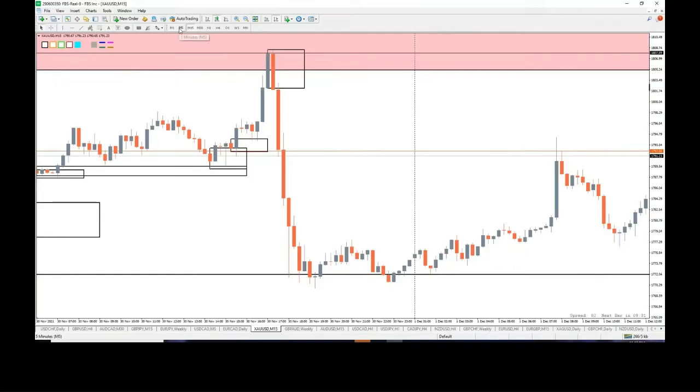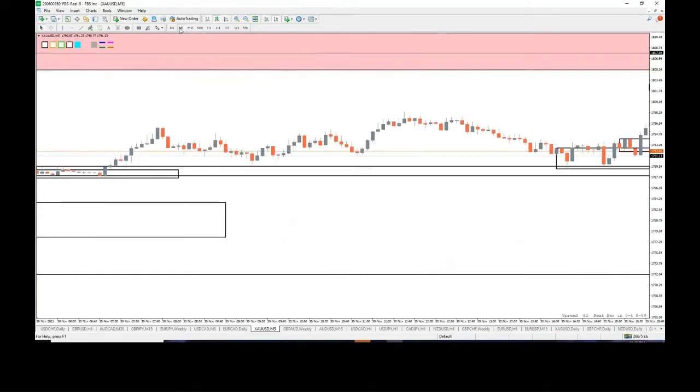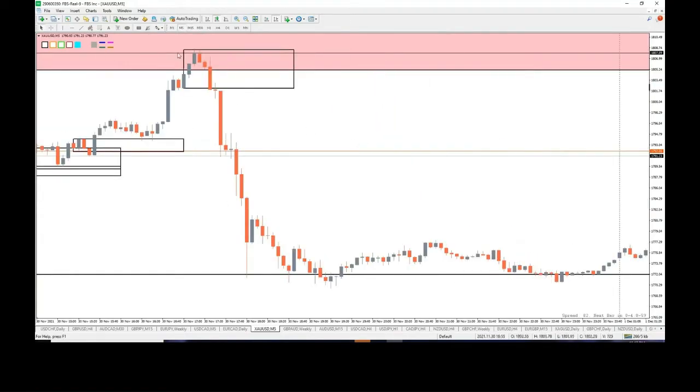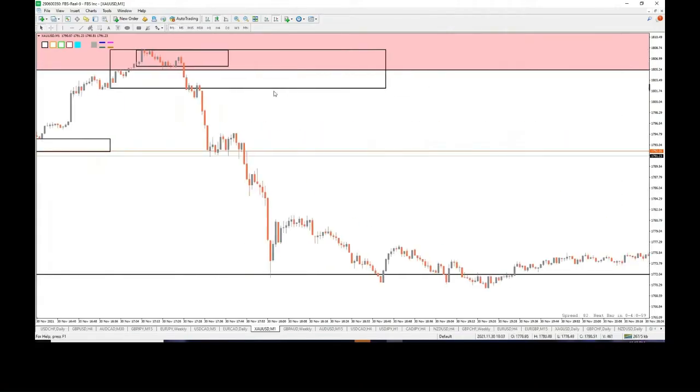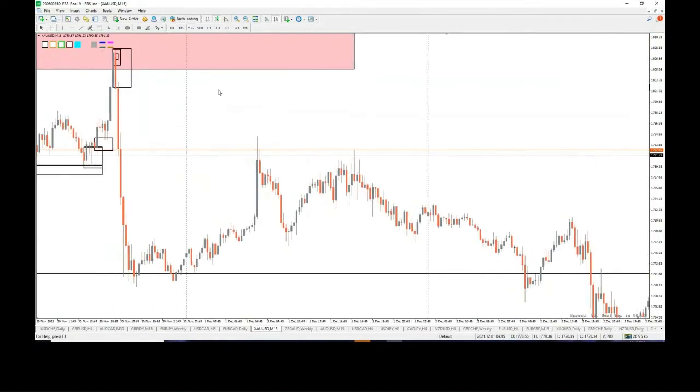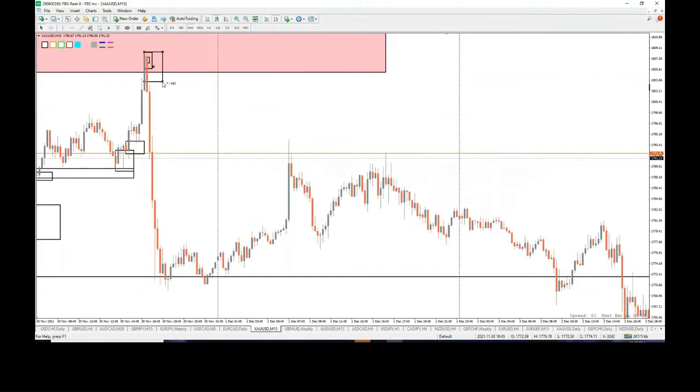Why does that happen? Because I'm using M5 and M1. Yes, this is an engulfing sell, right? So when the price comes back here, I just go for a sell because the risk is very, very small. But if you wait for M15, you also can.